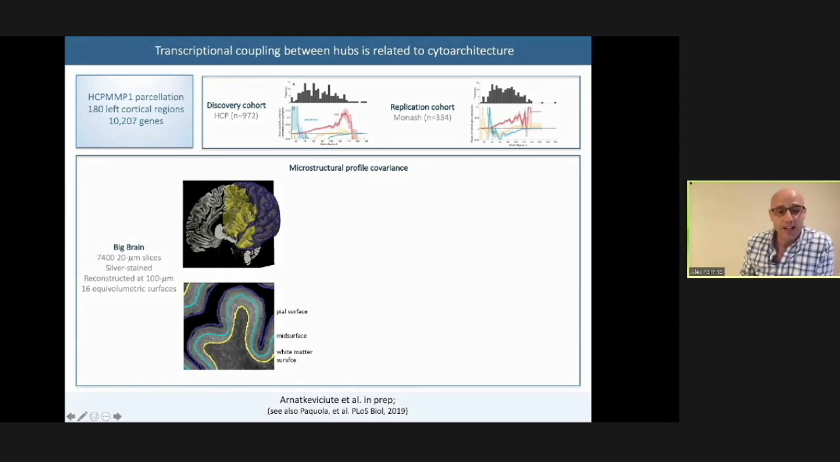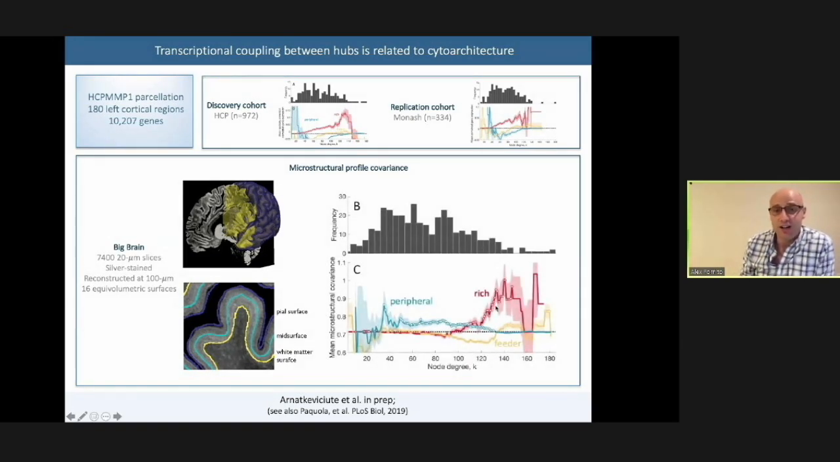And Casey's developed a way to generate depth-dependent intensity profiles. So we basically fill the cortical ribbon with a series of intermediate surfaces, and we estimate the intensity at each of those surfaces as a proxy for variations in cell size and density. And then we can correlate those depth-dependent profiles between regions. And if we do this, we again find that the correlations are highest for the rich links. So consistent with the idea that connected hubs have got more similar cytoarchitecture compared to other pairs of brain regions.